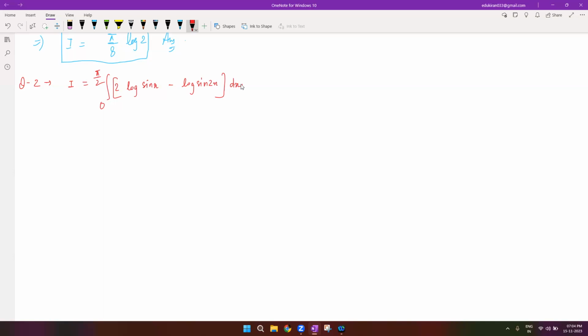Now let's focus on solving this question. This is the integral from 0 to pi by 2 of 2 log sin x minus log of sin 2x. This is a very good combination when log and trigonometric functions combine. You should know all the trigonometric identities as well as logarithmic identities. We have already covered them in differentiation as well as integration. Logarithms were covered in differentiation, and trigonometry is used in most of the chapters.